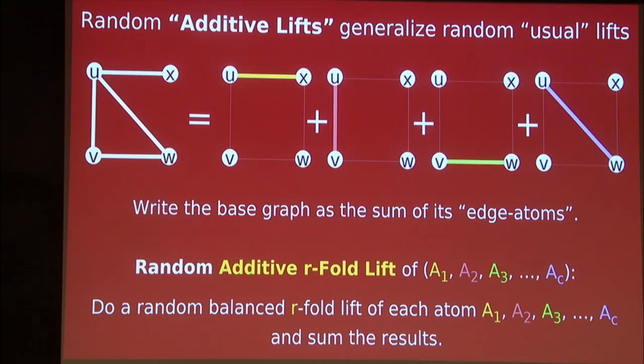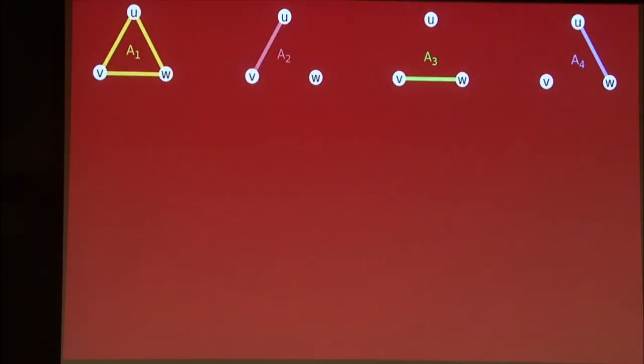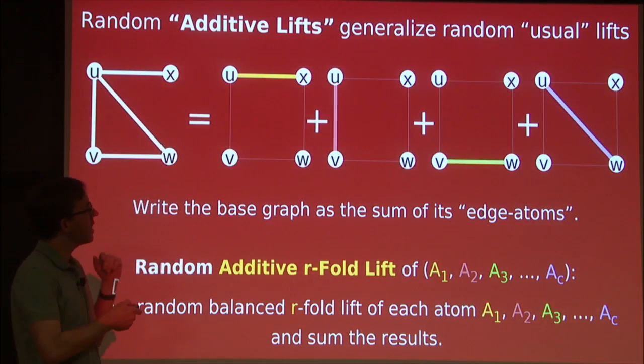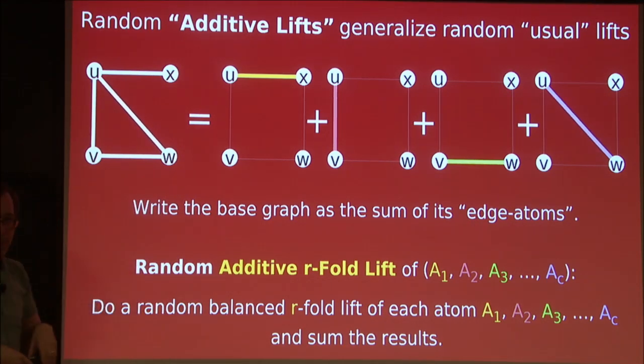Okay. And now, I don't have a picture illustrating this. Well, now, if you do this R-fold additive lift to this collection of edges, it's exactly like the usual lift, right? Each of these turns into a random perfect matching in the lifted graph, and then you put them all back together again. So if you treat a generic graph as a sum of edge atoms, then these additive lifts generalize the usual lift.